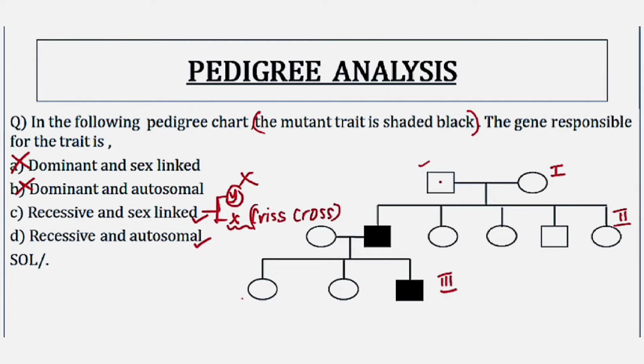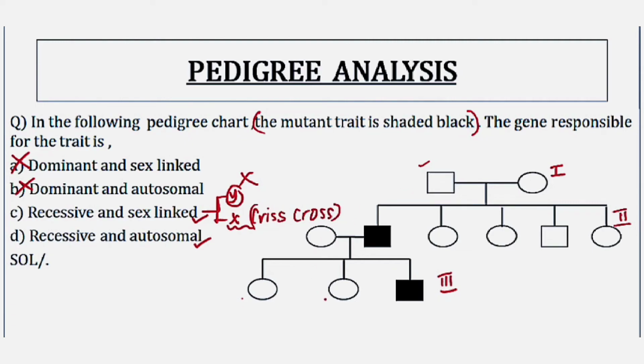In the first generation, male or female, anybody. If the male is affected, then he should be in black color. If not, then the female may be a carrier or an affected person. In the second generation, we look, out of two males, one is affected and one is not affected, and none of the females are affected. So it can be X-linked.